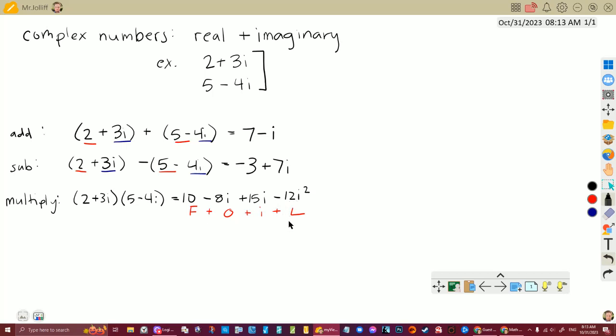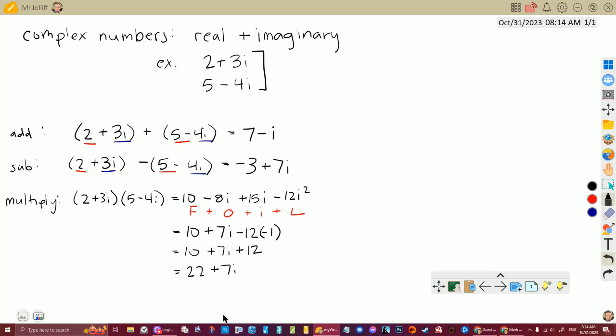And now we're going to simplify. So we know that we've got 10 minus 8i plus 15i, which is plus 7i. And then we've got minus 12i squared, and we know that i squared is negative 1. So this is actually going to be 10 plus 7i, and then negative 12 times negative 1 is positive 12. And now we can combine those real parts, the 10 and the 12, and we get 22 plus 7i.